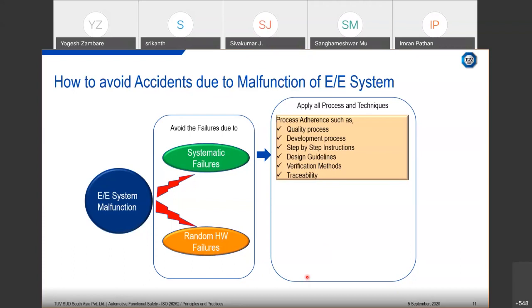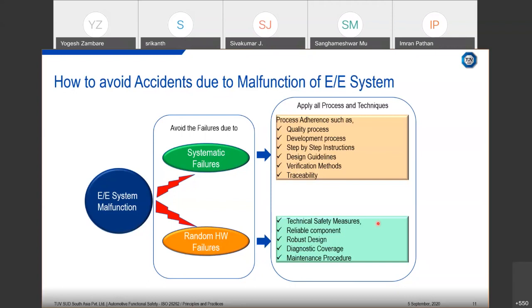So we can reduce the random hardware failure by following the required technical measures. For example, different architectural implementation and bringing in reliable components. For example, as I said, resistor, capacitor, and so on. So you get them from a reputed vendor and ensure the quality of the component, and then make a robust design by applying various process guidelines, steps, and so on.